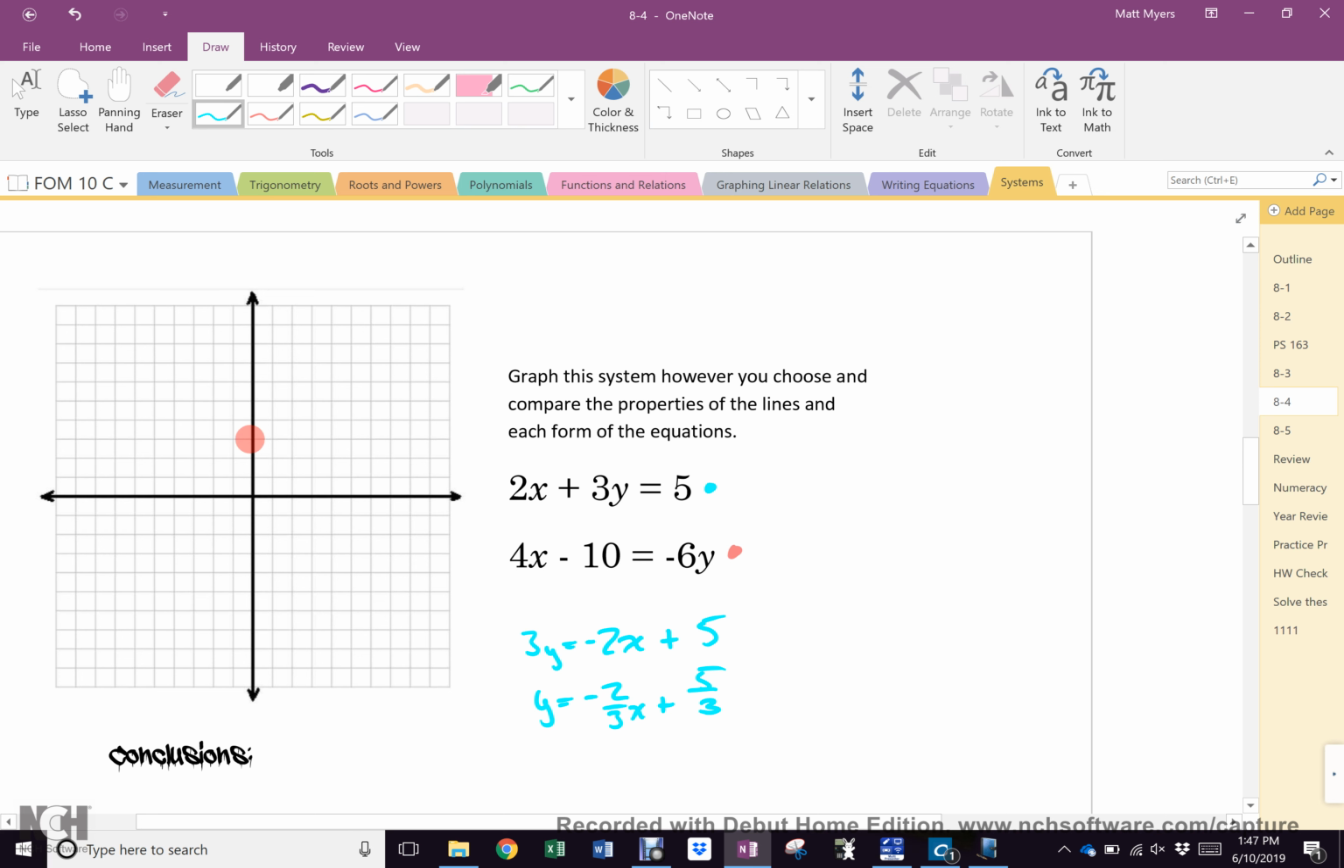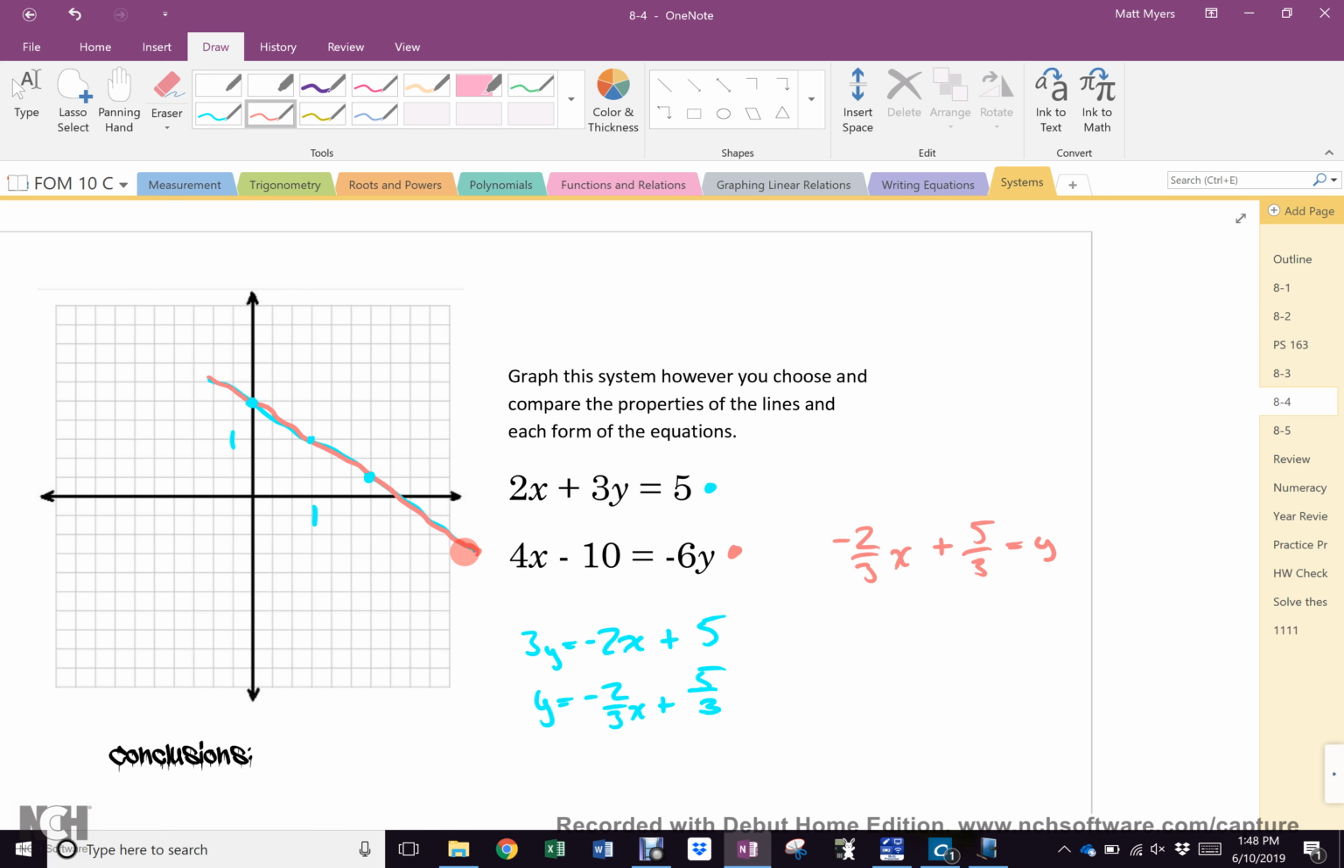What number should go right there? 1, which is how many thirds? 3/3. I need to go up to 5/3, yes? If I keep the same scale on the bottom, can I count for slope? Yes. Everyone agree? And then the pink one. Y is already isolated, so negative 2/3 x plus 5/3, which is 10/6, correct? What do you see? More than parallel. They're the exact same line, yes?